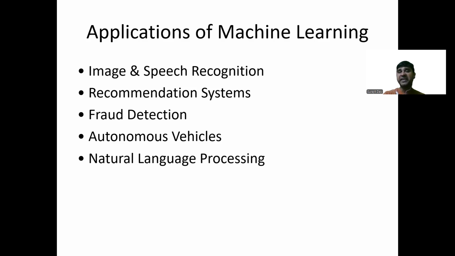Like in autonomous vehicles, the vehicles will run without human beings. The vehicles can make their own decisions, right? When to stop, when to start, when to turn left, when to turn right, like that. Like in natural language processing, we are interpreting the language so that it can be transferred into voice, like Alexa, Siri. These are examples of natural language processing.